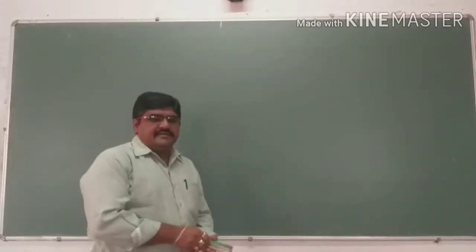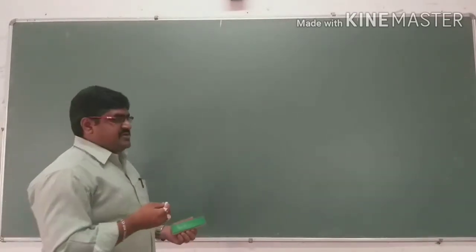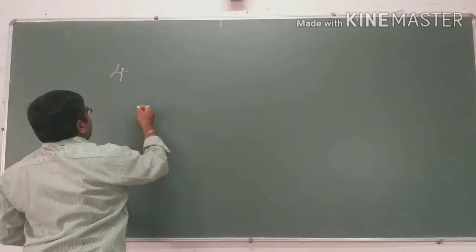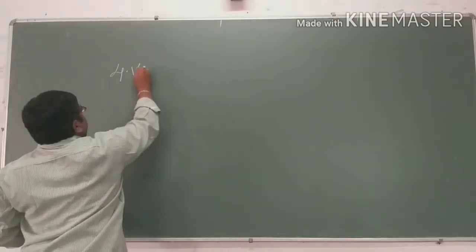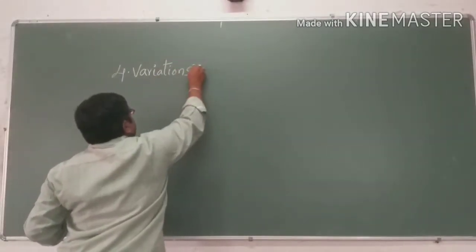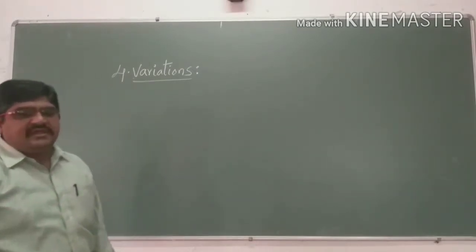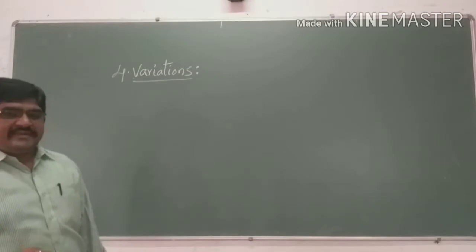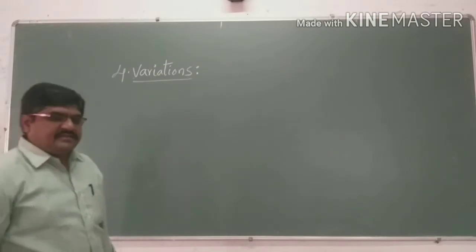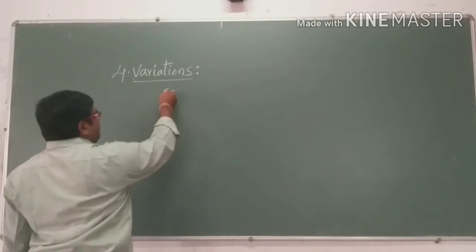Now coming to the next one in Darwin's theory. The fourth one is variations. Here, variations means the differences present in different characters in individuals of a common descent. We can call these variations.